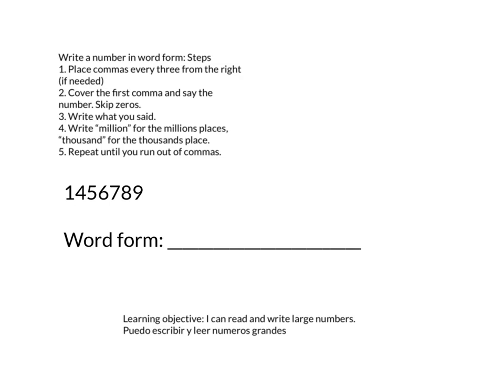The steps for writing a number in word form, there are 5 steps, and it may seem like a lot, but it's pretty straightforward. The first step is if you don't have commas in your number, you're going to need some commas. So let's put a comma every 3 digits from the right, if needed.